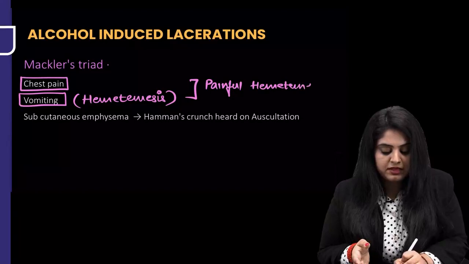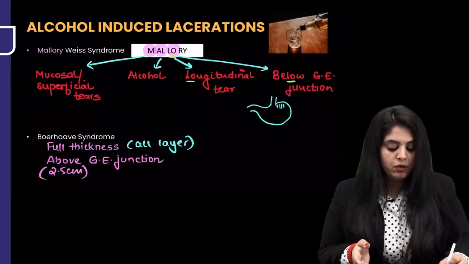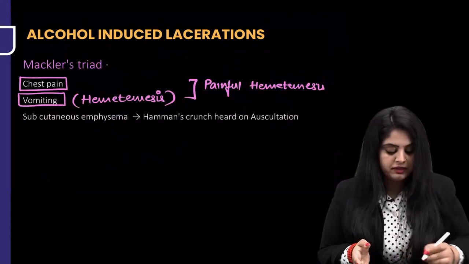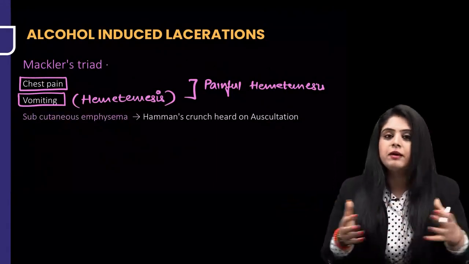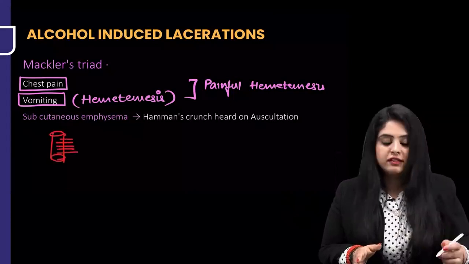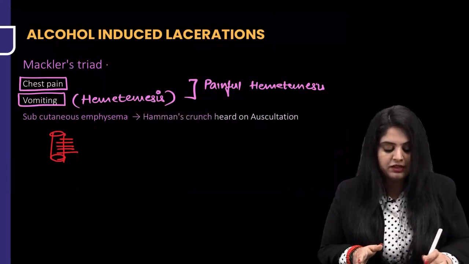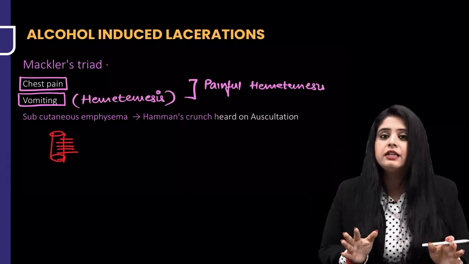There is painful hematemesis. Also think logically, not for Mallory-Weiss, but for Boerhaave, that when all the layers are going to get damaged, obviously there is going to be subcutaneous emphysema because the esophagus has in a way ruptured. All the layers, as you look at the esophagus, have gone. So obviously there is subcutaneous emphysema, and that can be heard on auscultation as the Hammond's crunch, a very, very important auscultatory finding that you study in medicine.